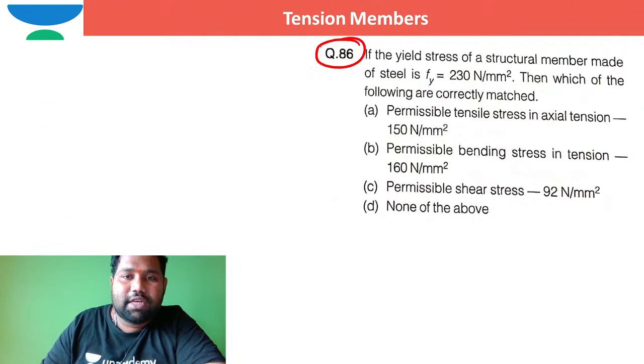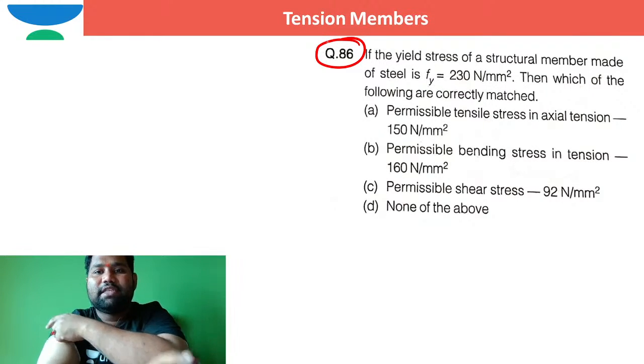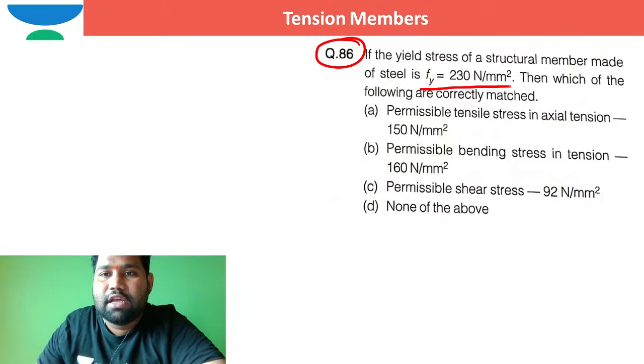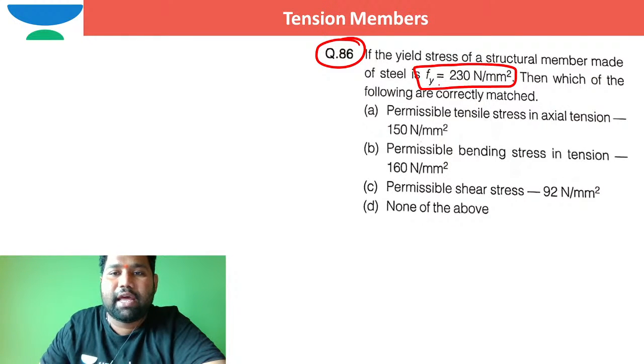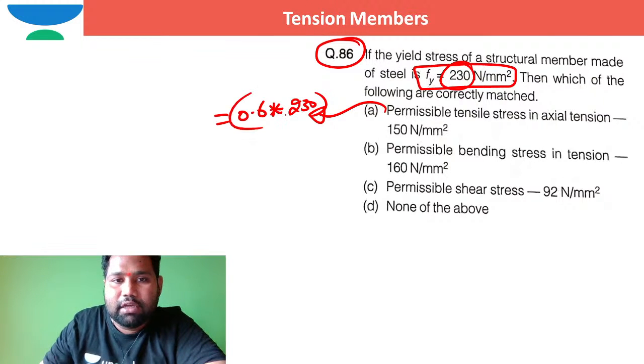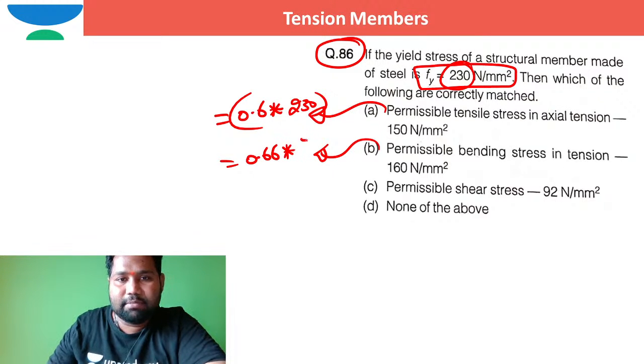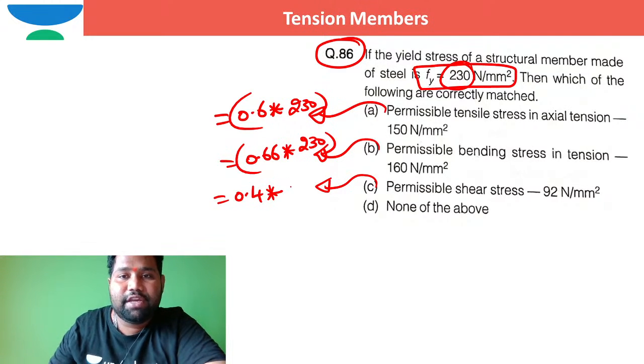I hope you are able to see the next question. If the yield stress of a structural member made of steel is Fy, which one of the following is correct? What is the permissible tensile stress in axial tension? For axial tension, it is 0.6 times Fy. Fy is 230. Permissible bending stress in tension is 0.66 times Fy, which is 230. Permissible shear stress is 0.4 times Fy, Fy is 230.